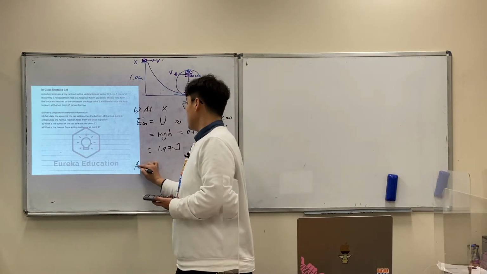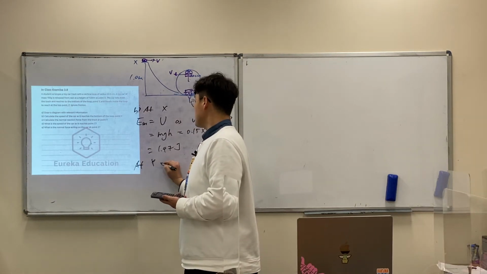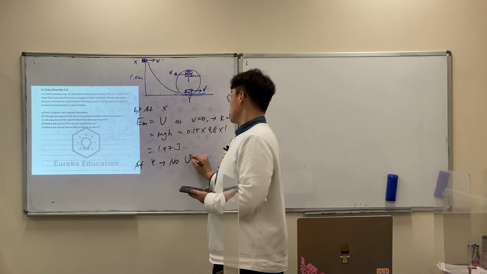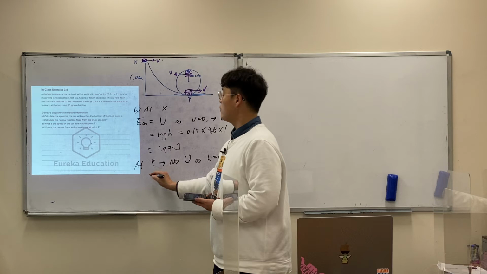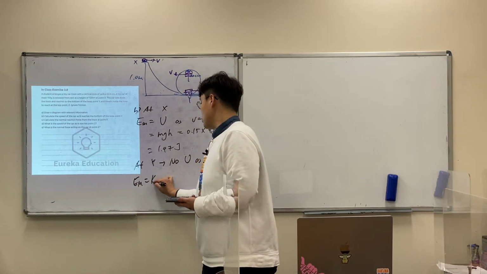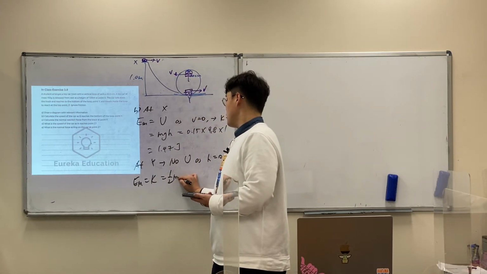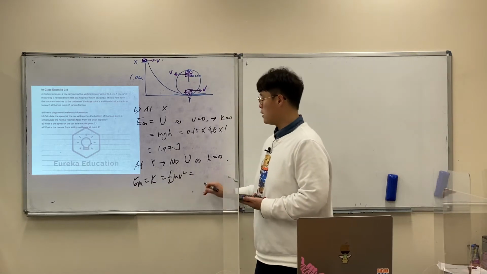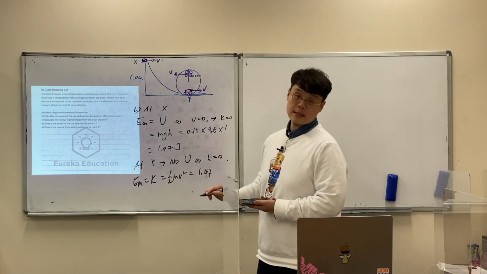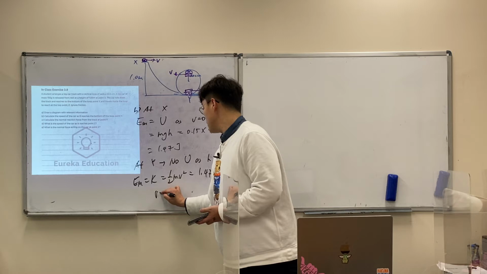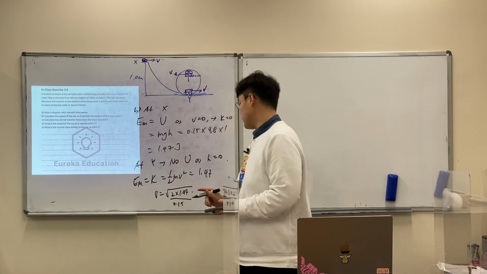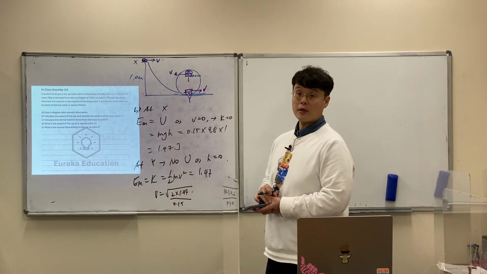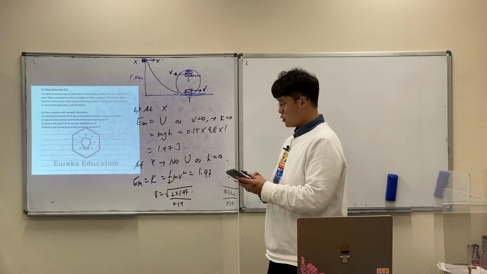At Y, vice versa, U is 0 as the height is 0, therefore EM purely equals K, that's half mv squared, which is 1.47 as well. Then v will be the square root of 2 times 1.47 divided by 0.15, like that. Got everyone? Yep. So that's 2 times 0.